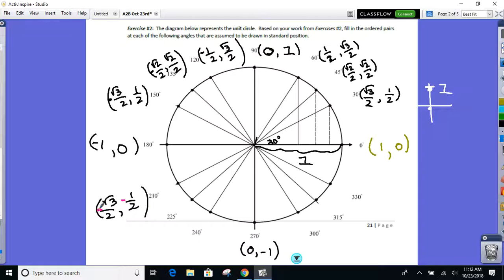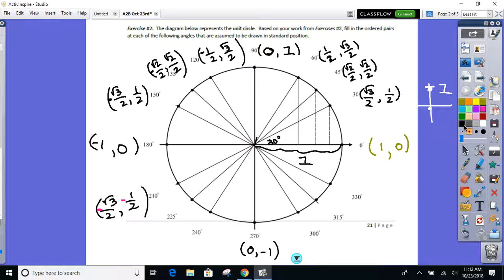Find the coordinate at 225, 240, 300, 315, 330. And we'll fly by them in about another minute and a half.